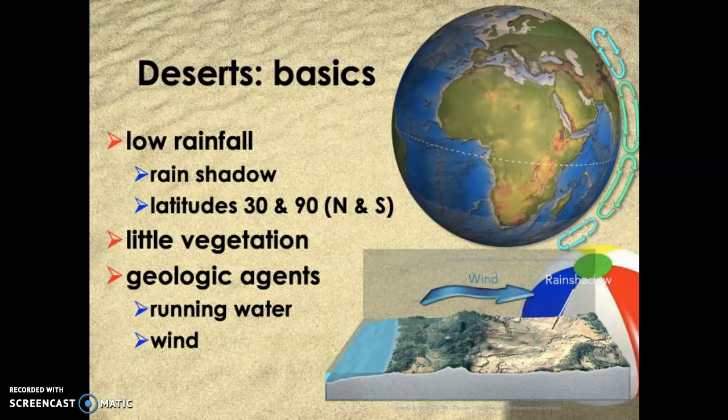And one of my favorite questions when people think about deserts is to ask, what do you think is the most important geologic agent in most deserts? And people always go to the wind because they think of sand dunes. But that's actually kind of an unusual feature in a lot of deserts. You have to have a really big supply of sand and some other conditions.